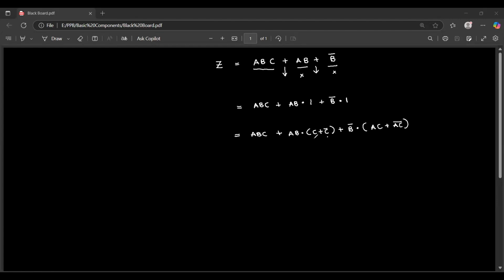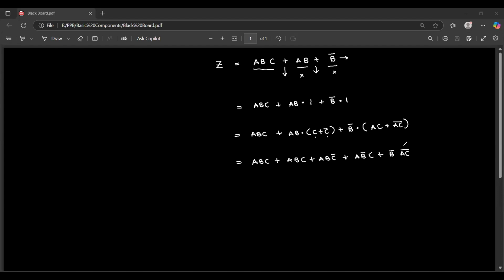So we have to get C plus C bar. Here we are missing AC. In this term, we are missing AC. So we have to give AC plus AC bar. But if you expand this, what will you get? You will get ABC plus ABC plus ABC bar plus AB bar C plus B bar AC whole thing bar.